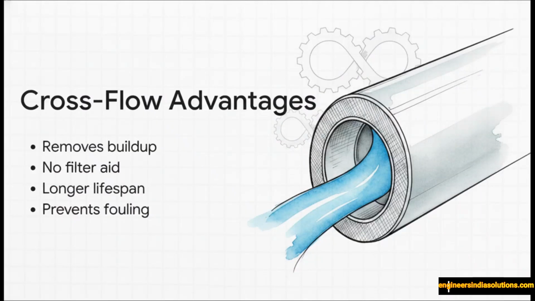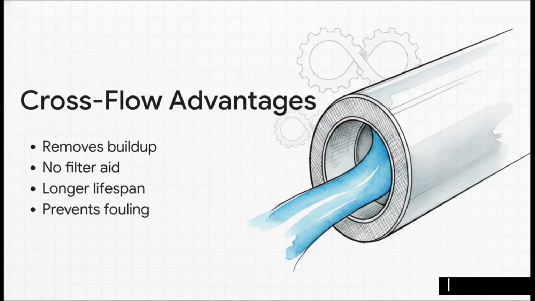So why is cross-flow so incredibly prized in industrial processing? Well, because the fluid is constantly sweeping the surface clean, it naturally prevents that nasty membrane buildup. You don't even need to add extra chemical filtrates. Plus, the lifespan of these highly sensitive membranes is drastically improved, and most importantly, it prevents irreversible fouling.